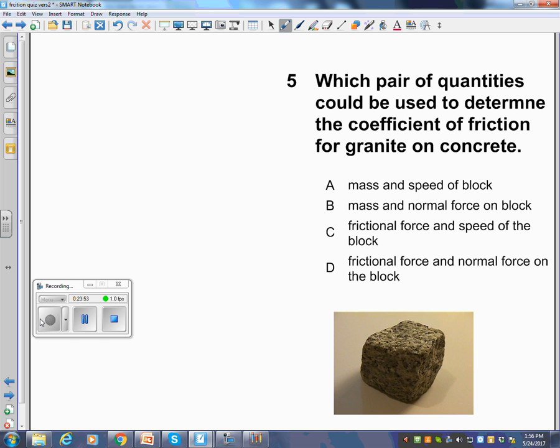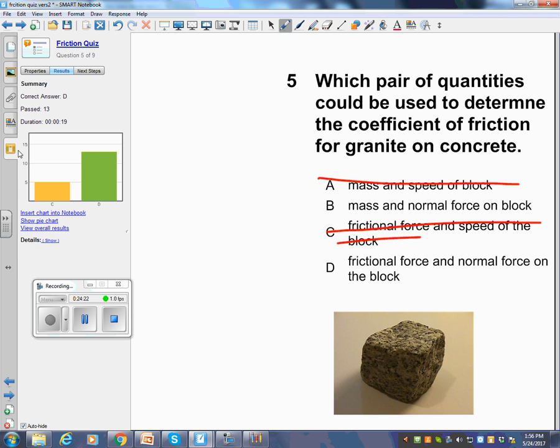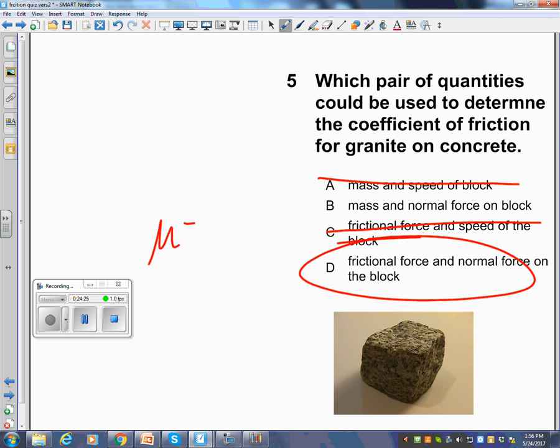Okay, I'm still going here, Jeff. Still doing teaching. Which pair of quantities could be used to determine the coefficient of friction for ground on concrete? The mass and the speed of the block? No. The mass and the normal force of the block? No. Friction force and speed? No, we don't need speed of the block. Friction force and normal force. That seems right. The answer is D. Friction and normal, because mu equals Ff over Fn. It seems like I do a lot of repeating, doesn't it?